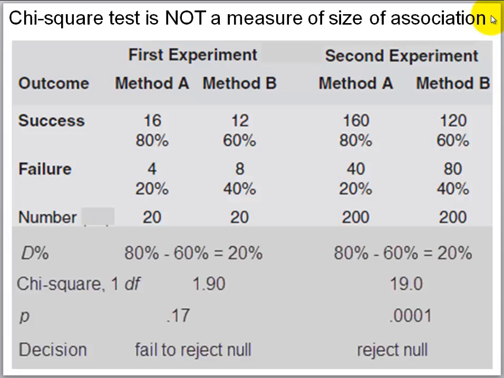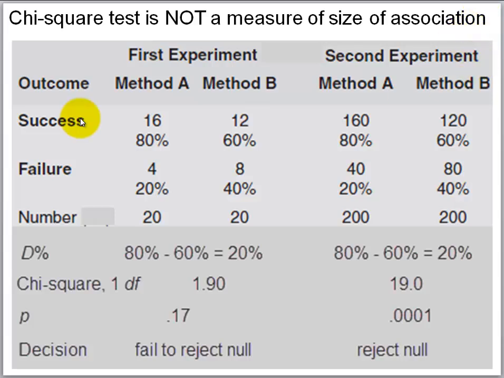Here is just an example to reinforce that the chi-square test is a statistical significance test. It's not a measure of size of association. I mean, chapters 6 through 9 of the text presented various measures of size of association. That is to say, the degree to which values of one variable tended to go together with values of another.